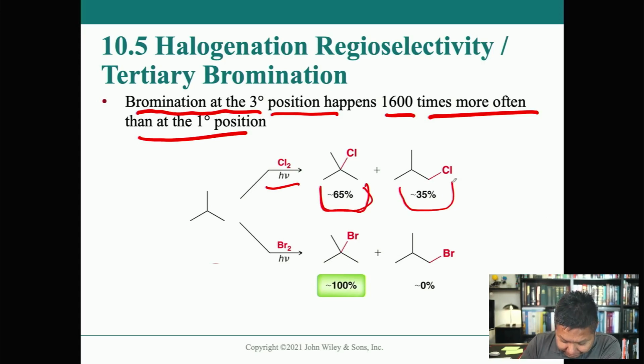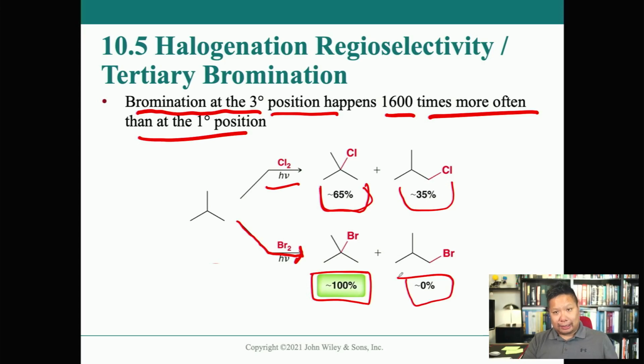But when you use bromine with a tertiary, okay, it's approximately 100% at the tertiary carbon, whereas we had 0% at the primary. So again, tertiary bromination. Bromination just in general is much more selective. You don't get mixtures of both.